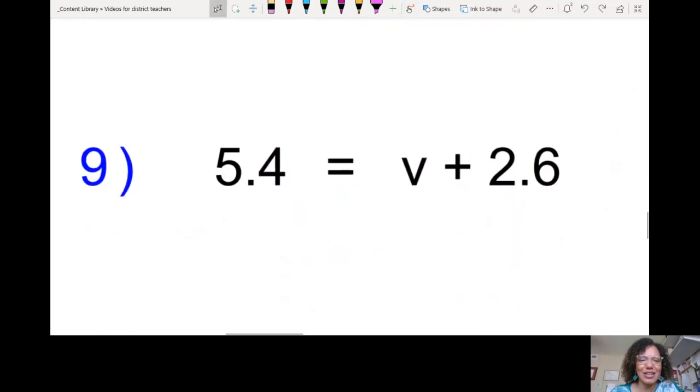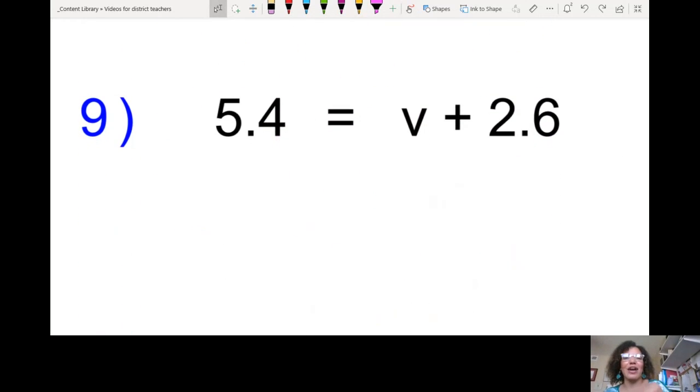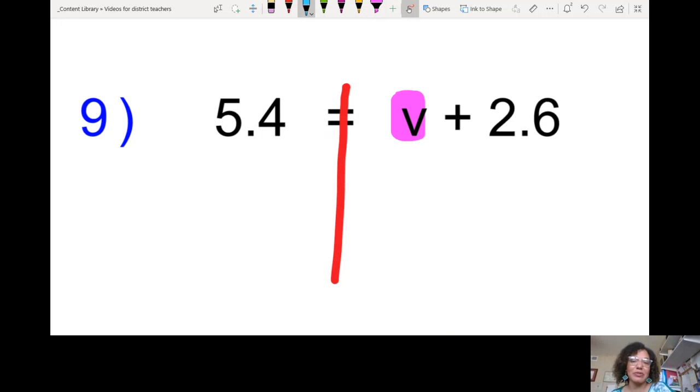And finally here we have, all right, let's do it again. Let's use Siri again too, that was fun. Okay, so we are going to brick wall. Find your variable. What's messing with that variable? That plus 2.6. What's the opposite of plus 2.6? Minus 2.6. Whatever you do to one side, you do to the other.